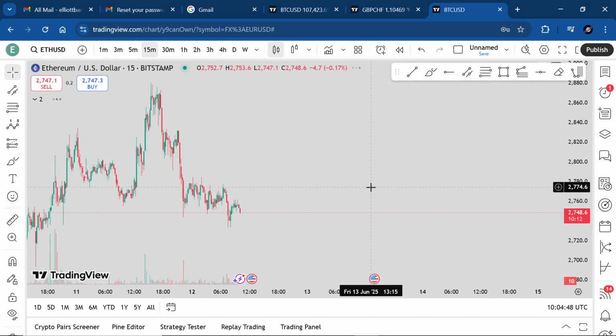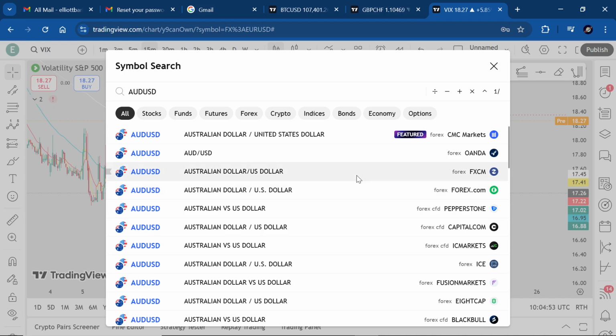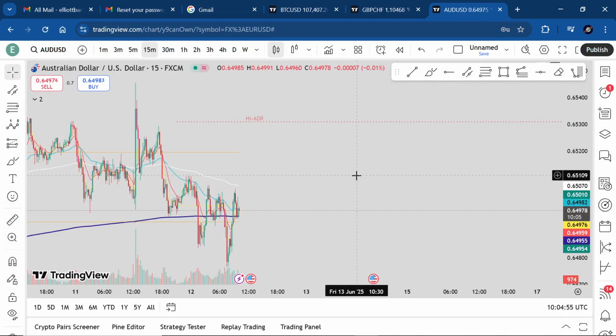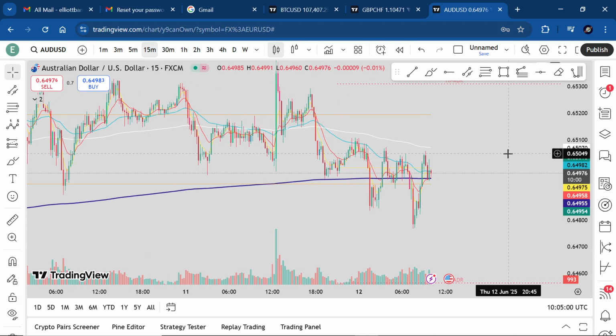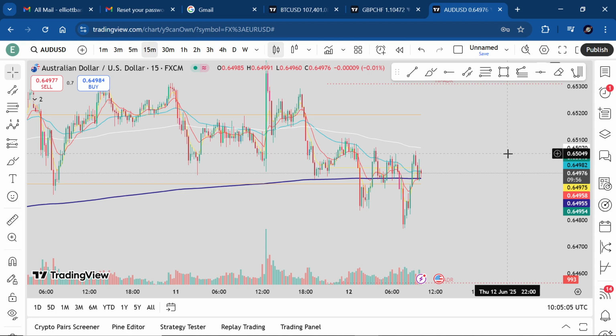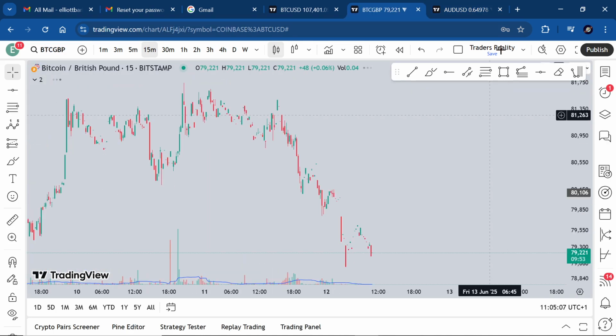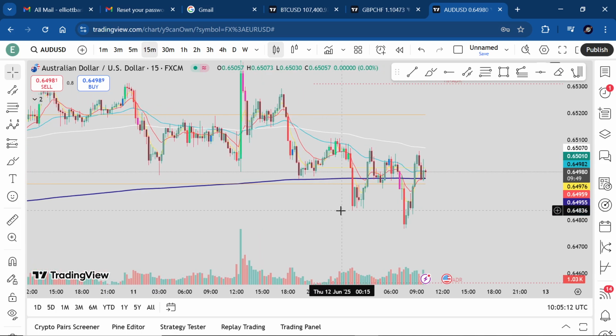Onto AUDUSD. Got to type it. Oh my goodness, I missed a partial on pound. Don't worry about that. I missed the partial on pound. I'm a bit upset, but it'll go back up. I might even just add another position on the pound.